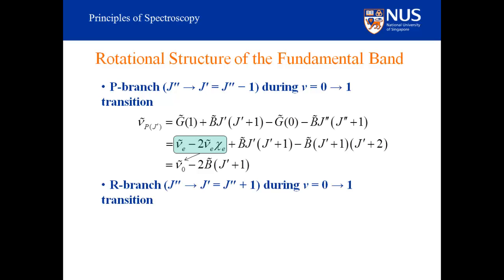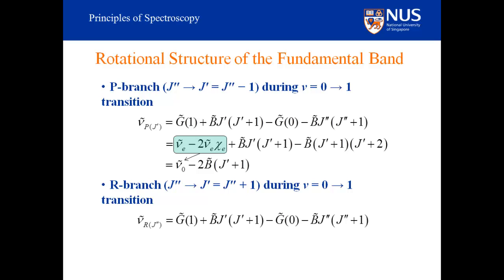We can do exactly the same for the R branch. In the R branch I go from J double prime to J prime again, but I can write J prime in terms of J double prime because for the R branch J goes up by 1. So therefore J prime must be equal to J double prime plus 1.